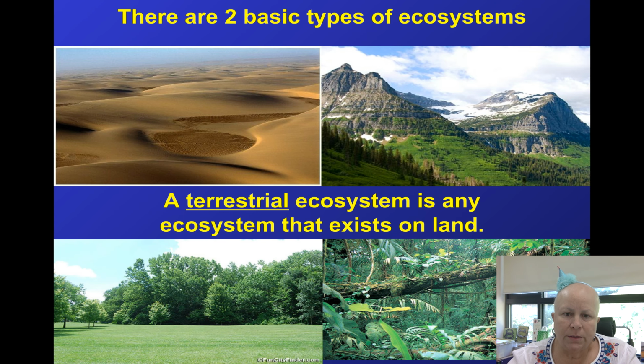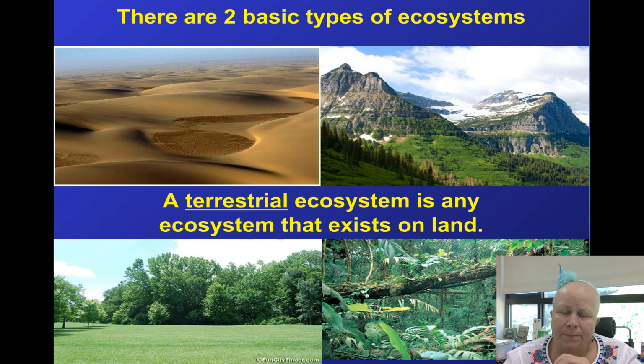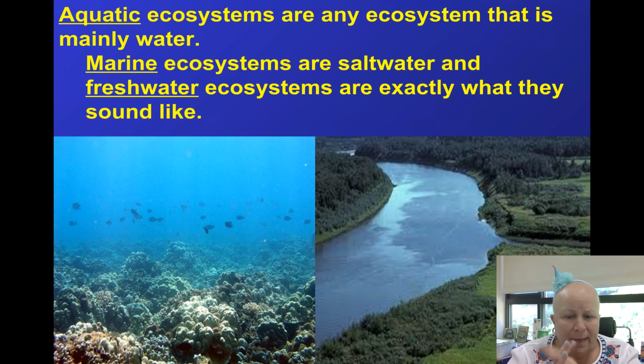Before we go on to talk about food webs and all, let's talk about the 2 basic types of ecosystems. There's terrestrial ecosystems, and that is any ecosystem that exists on land, where land is the primary area or region for that ecosystem. And then there are aquatic ecosystems, which are ecosystems that are mainly water. For example, there are 2 main types: marine ecosystems, which are saltwater, and freshwater ecosystems that are freshwater, not saltwater.